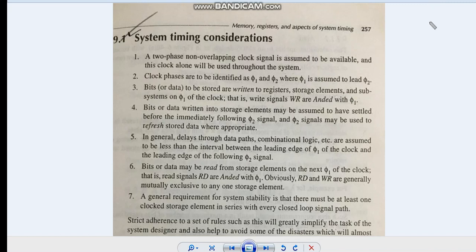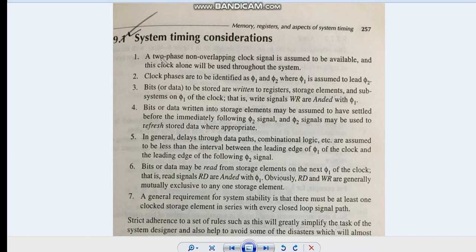So let us go for our next module, memory, register and aspects of system timing. The first topic here is system timing considerations. Whenever we go for a memory design or registers, what are all the considerations we are making? That is what we are looking into in this topic.